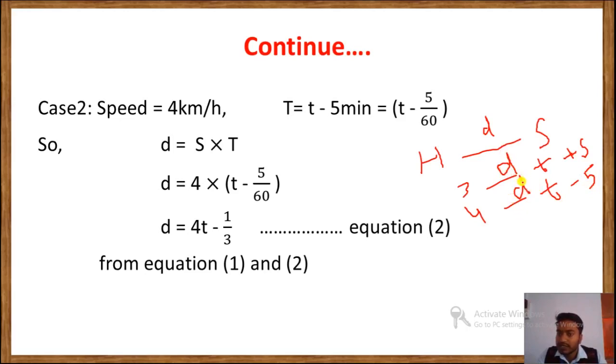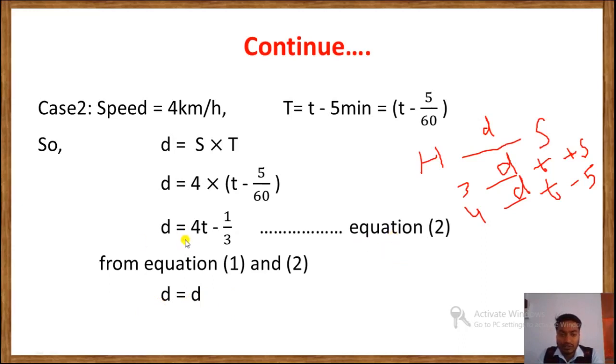Aditya is traveling same distance. Only the speed is changing, but distance is same. Understood? So we can equalize both the distances. Okay, so from equation 1 and equation 2 we can write distance equal to distance. Now we have to equalize both the equations.